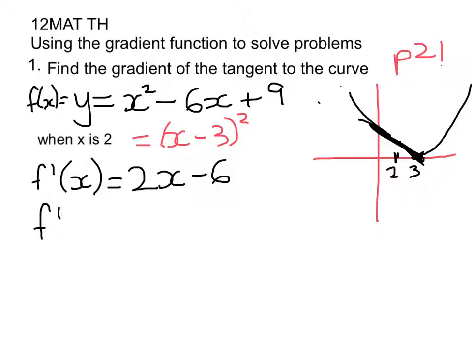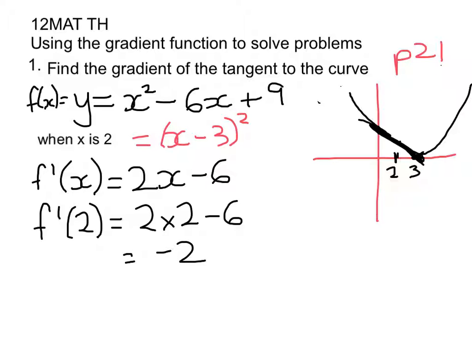We substitute in 2 instead of x, and we get 2 times 2 minus 6, which gives me negative 2, which fits with the graph, especially if I draw it more accurately. So that's the first kind of problem. Here comes the next one.